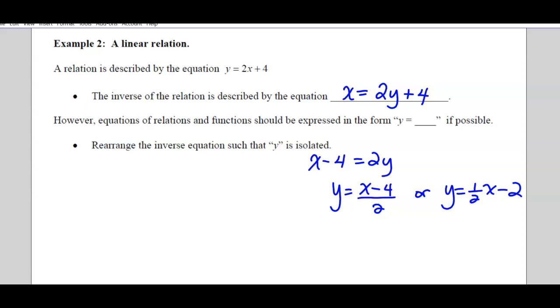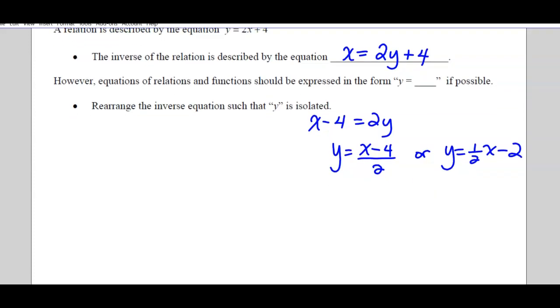It doesn't say express in slope y-intercept form or any particular form, so you can leave it like this if you want. If it says slope y-intercept form, remember that would be splitting this up. So x over 2, or 1/2 x, minus 4 over 2, which is 2. But it didn't specify what kind of form. What's the other form that we use in coordinate geometry? General form.